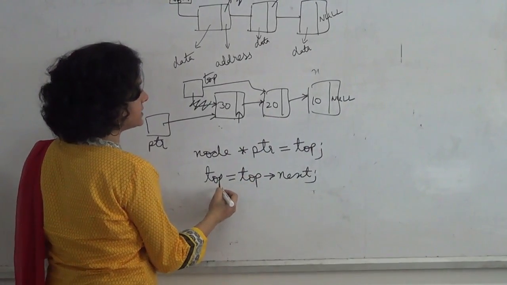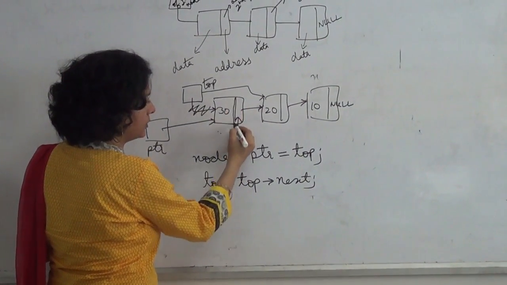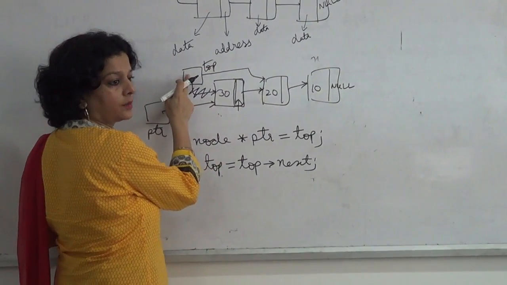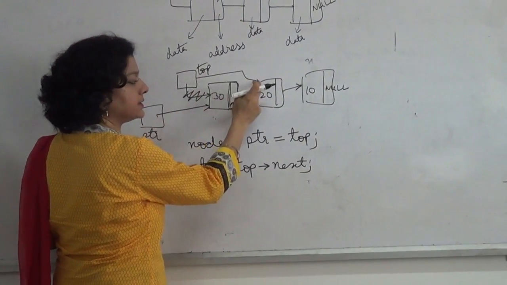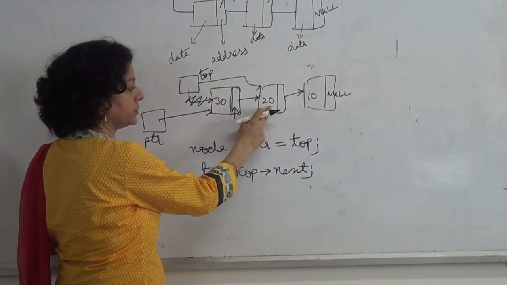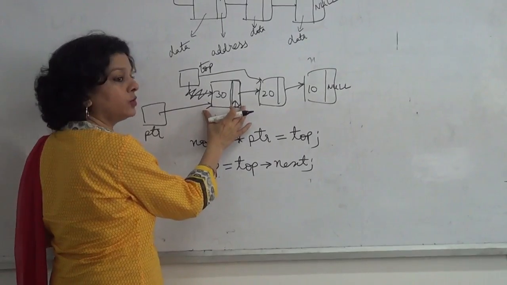So using this statement, top arrow next contains the address of the second node, which will be stored in top. So top will contain this node, which contains the address of the second node, which will now become the first node. And now I have to delete this node.